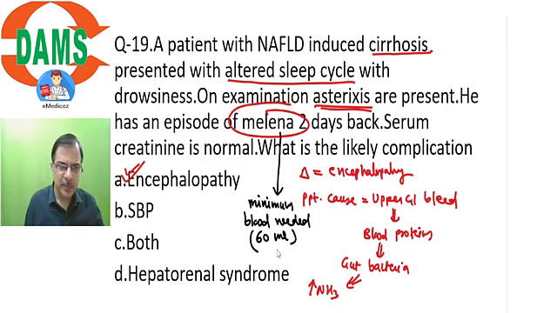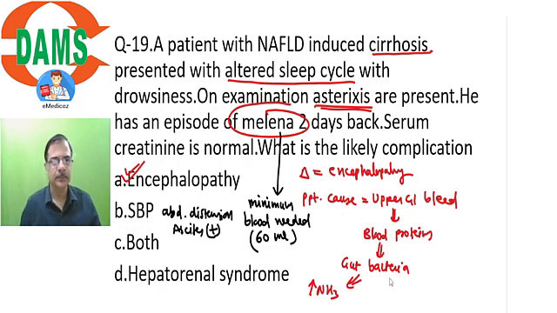Yes, the likely complication can be SBP, but in SBP, abdominal distension and ascites signs should be there. It can develop subsequently, but not presently. SBP is spontaneous bacterial peritonitis.